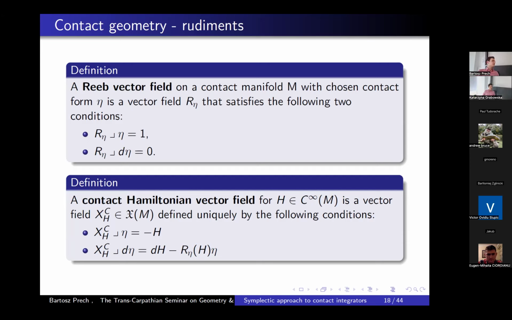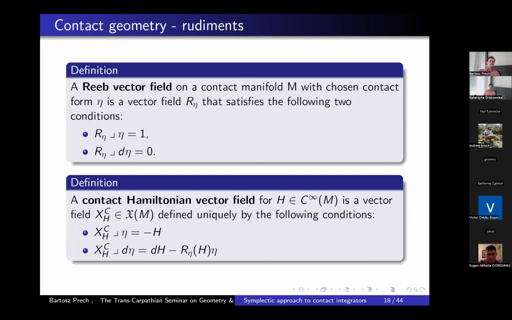It's defined, but when we choose a different contact form, we get a different vector field. If we multiply this contact form by a function f, then we would get a different vector field, not only in magnitude but also in direction. So that's, as I understand, pretty problematic. But anyway, it can be used to define a contact Hamiltonian vector field.